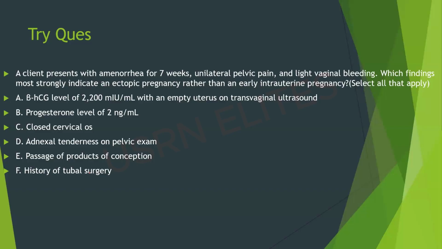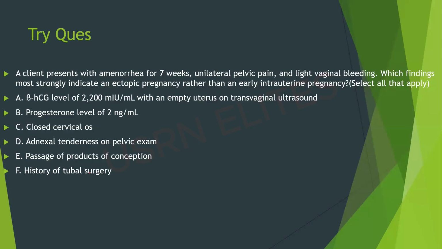Okay. Why are you eliminating progesterone? I'll add B, because in ectopic pregnancy you have low progesterone levels, because the pregnancy is not viable. So for me, I'll go for A, B, D, and F.